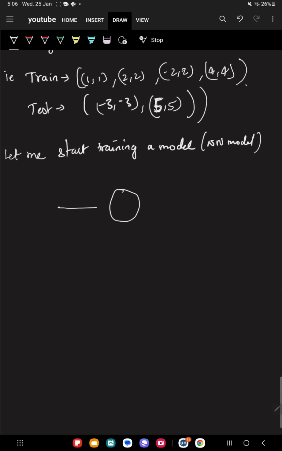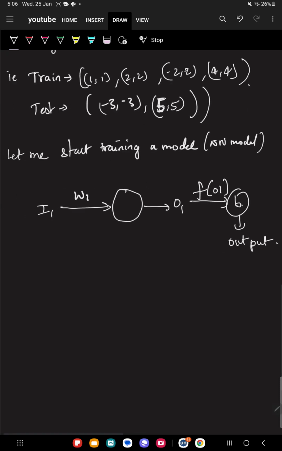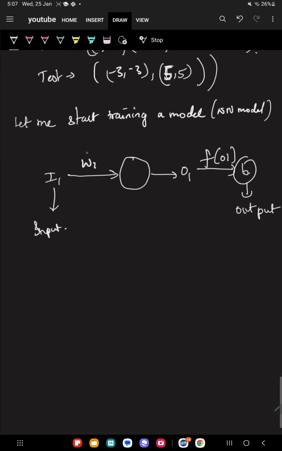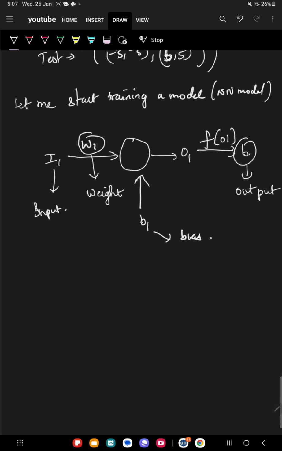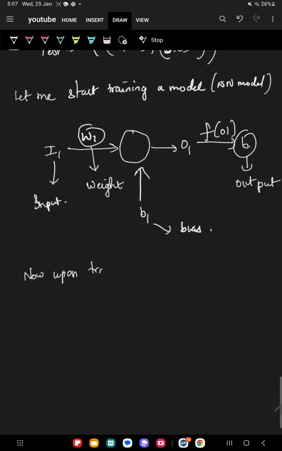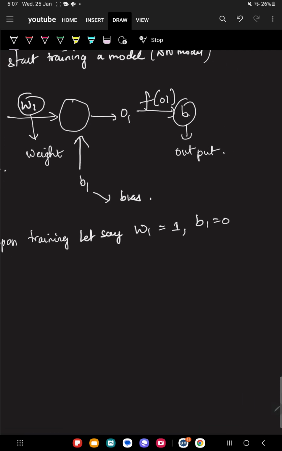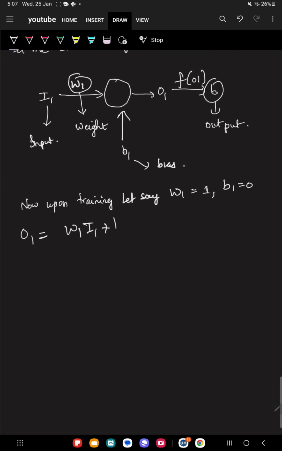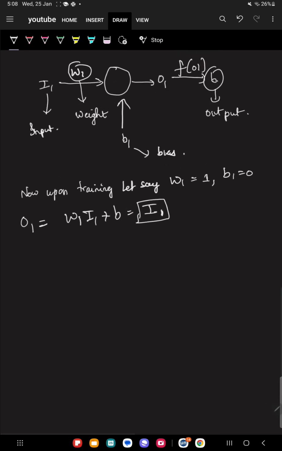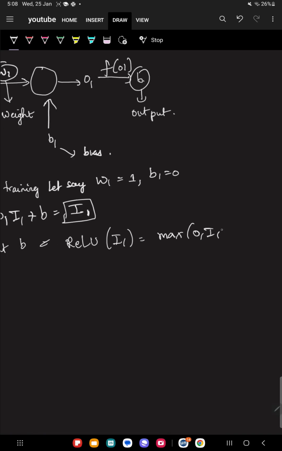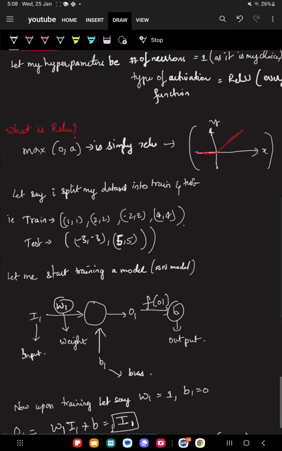Let me start training a model now. In a model, we have something called input, output, weights, and biases. I1 represents the input, W1 is the weight, B1 is the bias, and O is the output. Now, upon training, let's say I get W1 equals 1 and B1 equals 0. As I'm using ReLU as my activation function, the output is max of (0, 1 times the input).